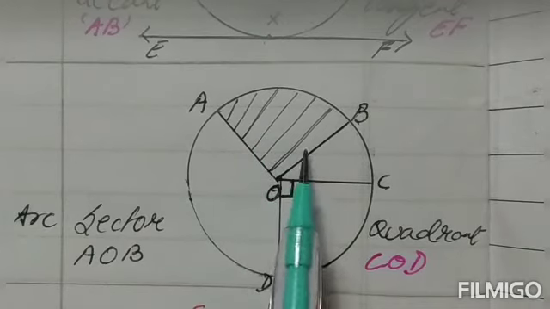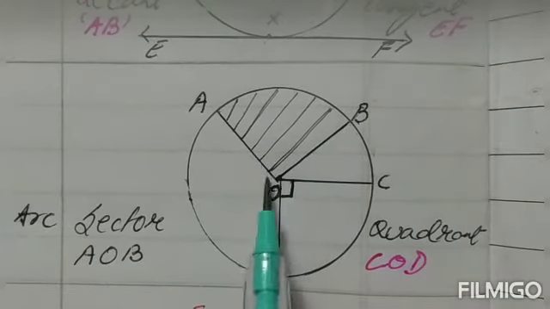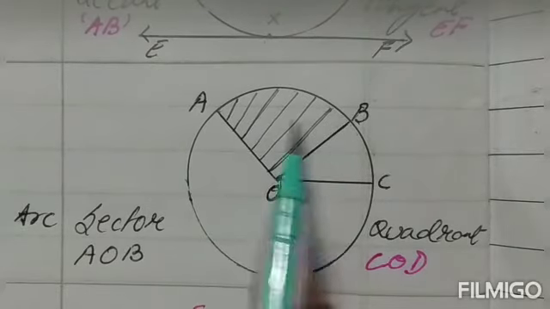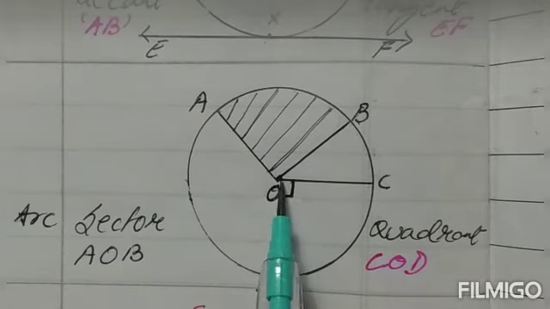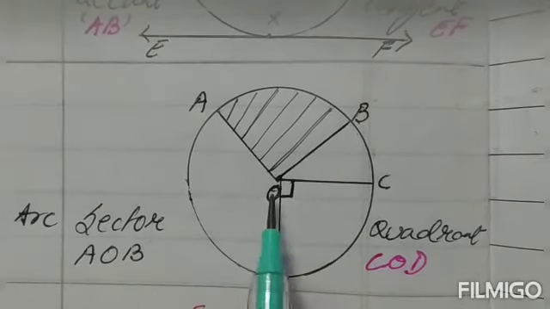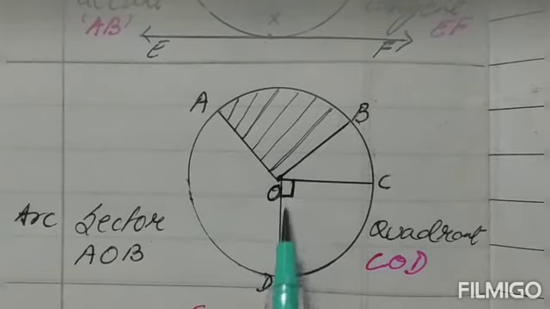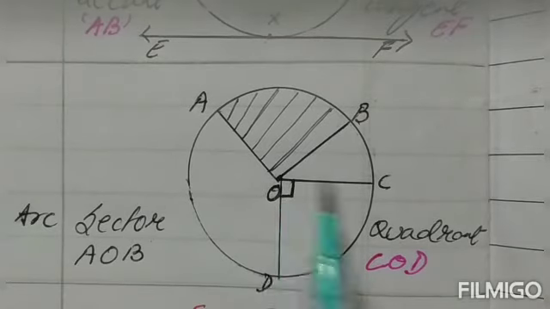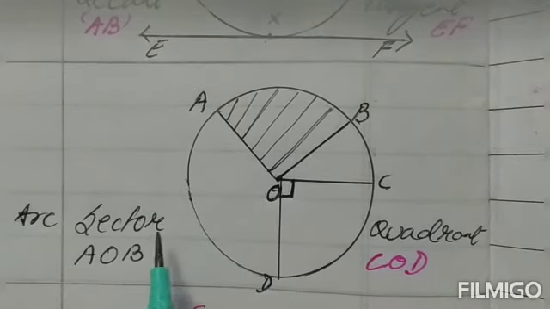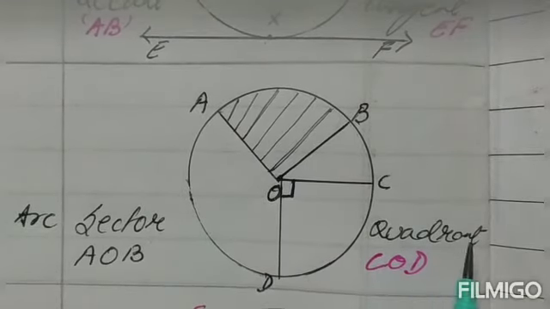Now if AO and AB are the radii, children, a part of the circle which is enclosed by two radii is known as a sector. And if this sector is drawn in such a way, children, that between the two radii there is an angle of 90 degrees, then the sector is given a name as quadrant.